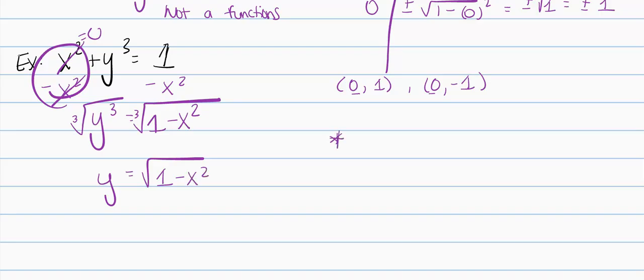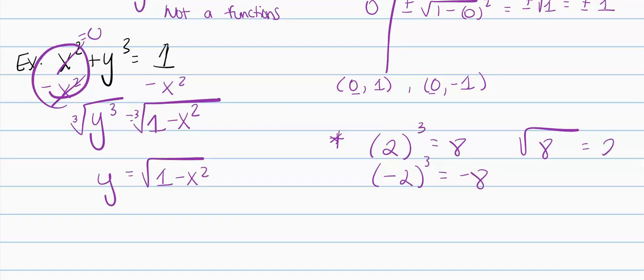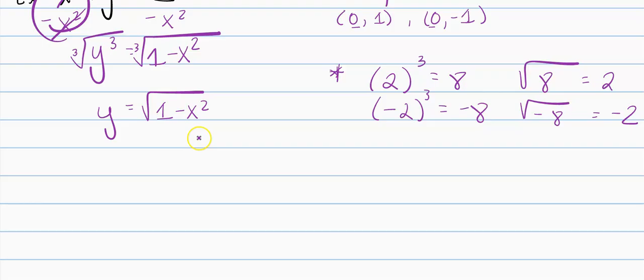Side note, for example, if I had 2 cubed, this would equal 8. But negative 2 cubed gives me negative 8. So if I'm looking at the cube root of 8, it can only be a positive 2. But if I'm looking for the cube root of negative 8, it can only be negative 2. So I do not need to put the plus or minus. Back here, again, we can do the same thing as we did earlier and input values in order to solve for y.